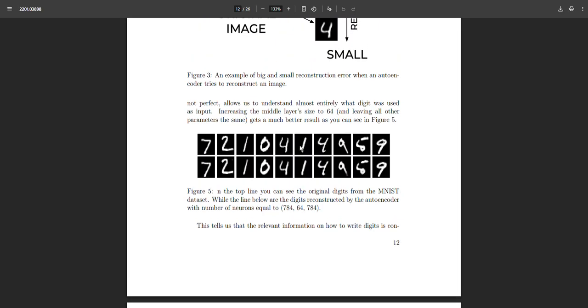If we increase the middle layer size to 64 neurons, a structure of 784, 64, 784, the result gets much better. In figure 4, the reconstruction is nearly perfect as we see it here, confirming our expectation. Increasing the middle layer size improves reconstruction quality because the network has more capacity to store information.